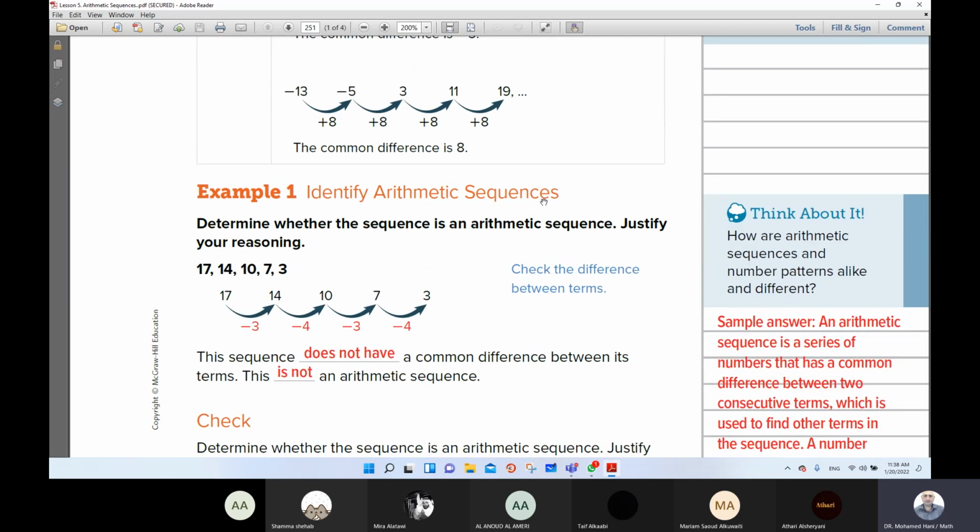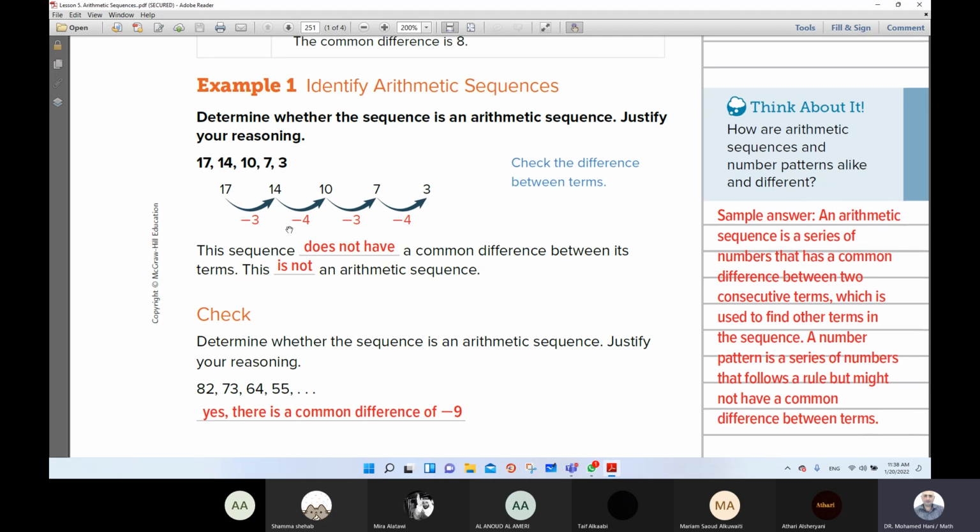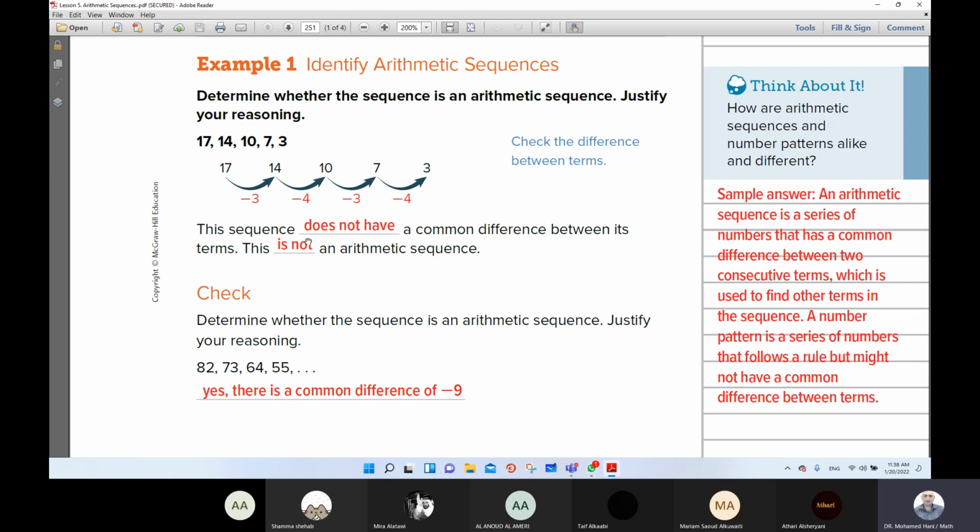Identify an arithmetic sequence. Determine whether the sequence is an arithmetic sequence. Justify your reasoning. We have this sequence: 17, 14, 10, 7, 3. As you see here, 17 minus 3 equals 14. 14 minus 4 equals 10. 10 minus 3 equals 7. 7 minus 4 equals 3. So we have minus 3, minus 4, minus 3, minus 4. This sequence doesn't have a common difference, because here it is negative 3 and here negative 4 between its terms. So this is not an arithmetic sequence.